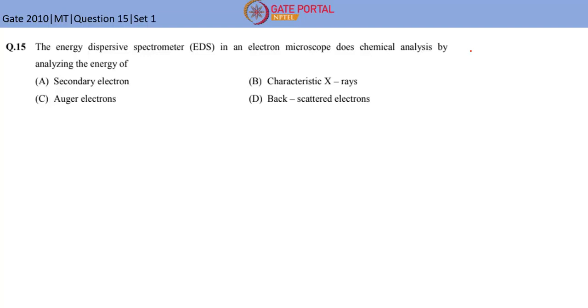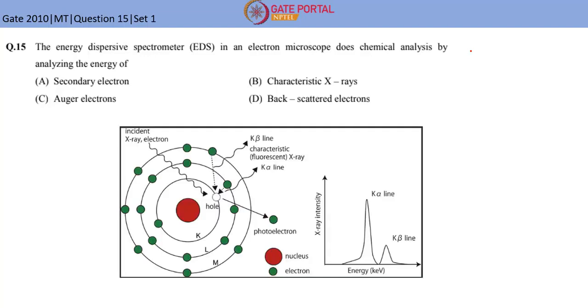So coming to the solution of this question, firstly we need to understand what happens in chemical analysis using an energy dispersive spectrometer. If you look at this schematic, let's say this is one atom, where this is the nucleus and the green ones indicate the electrons. When the incident electron comes towards the atom, it hits an electron, and this electron gets ejected out as a photoelectron.